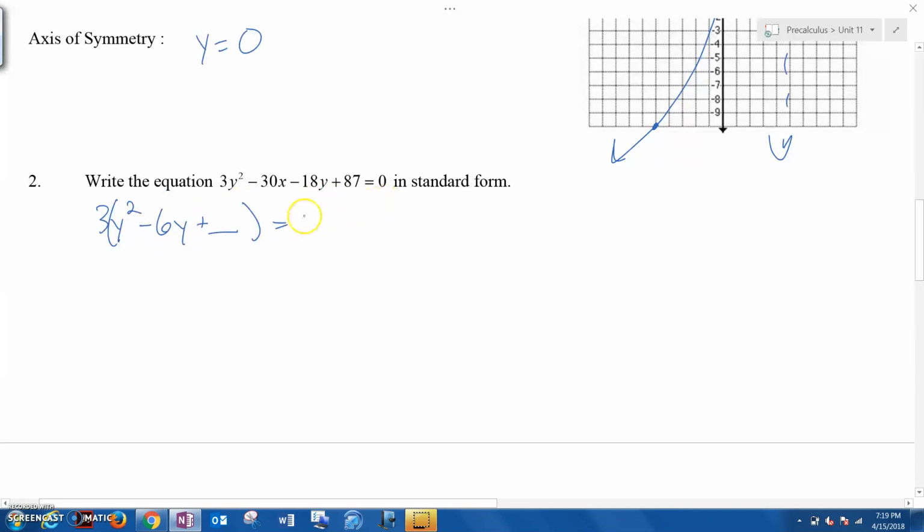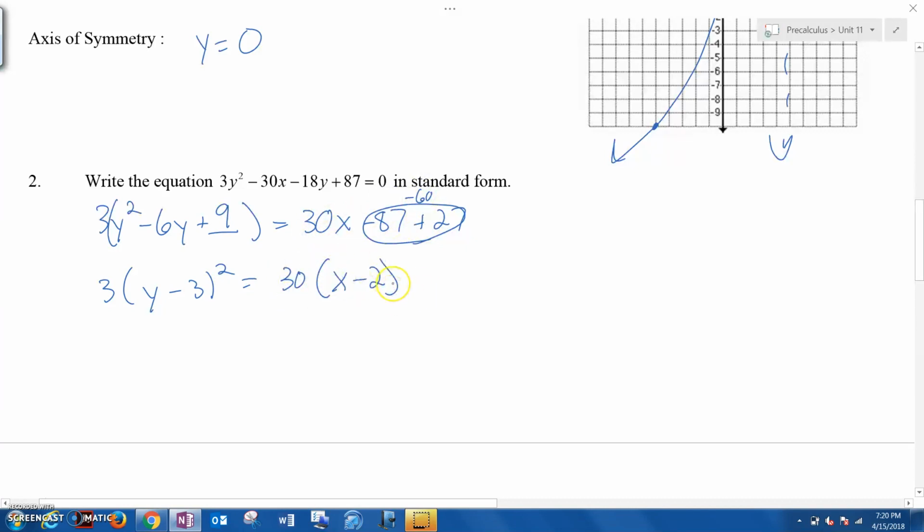And then over here, I'm moving the 30x and the 87. Half of 6 is 3, 3 squared is 9. But I really added 27 to this side, so I have to add 27 to this side. So negative 87 plus 27 gives me the negative 60. So this is really negative 60. Now, I'm going to factor this, y minus 3 quantity squared. I'm also going to factor this side. I can take a 30 out of both pieces, and I get x minus 2.